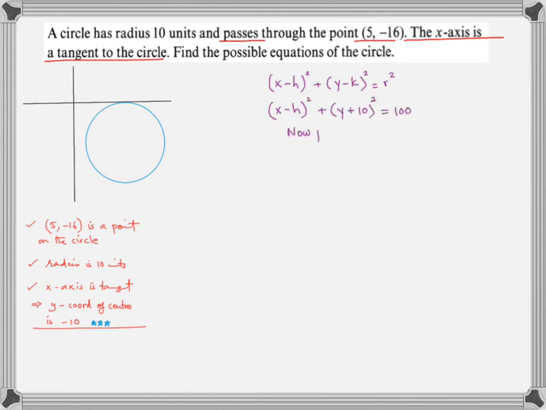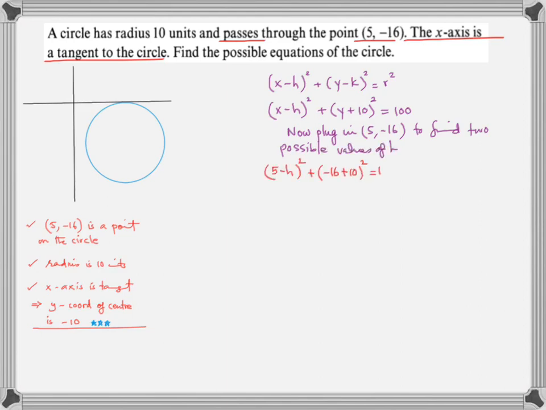Plug in and solve. What are we solving for? We are solving for h. One other thing that I need to emphasize is that even though the y-coordinate of the center is 10, since it's below the x-axis, it's minus 10. So when I plug in the equation y minus k, that actually becomes y plus 10. Is everyone clear on this? Now plug in (5, -16). Find the two possible values of h.